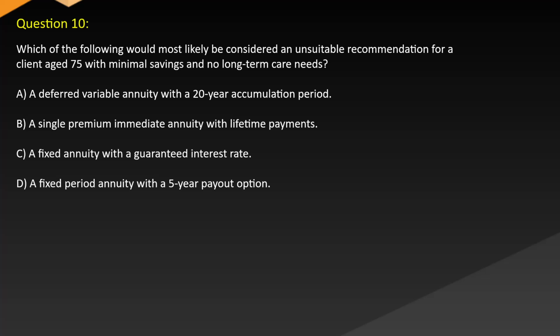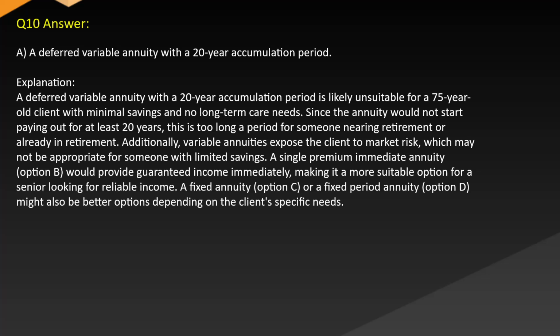Question 10. Which of the following would most likely be considered an unsuitable recommendation for a client aged 75 with minimal savings and no long-term care needs? A. A deferred variable annuity with a 20-year accumulation period. B. A single premium immediate annuity with lifetime payments. C. A fixed annuity with a guaranteed interest rate. D. A fixed period annuity with a 5-year payout option. Answer A. A deferred variable annuity with a 20-year accumulation period.